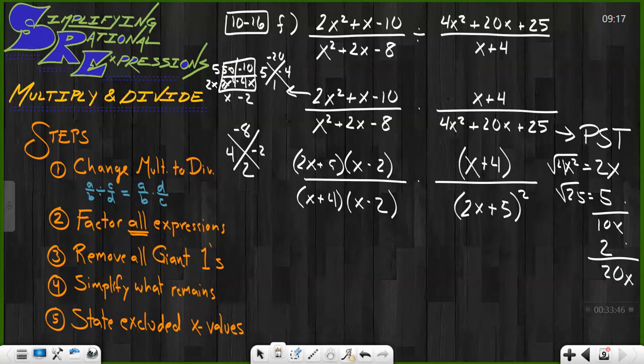Now let's cancel what we see. There's no numbers out front, no variables out front. 2x plus 5, and one of these 2x plus 5s will cancel. X minus 2 and x minus 2, x plus 4 and x plus 4. And therefore, I'm left with, remember, these are 1s up top when they cancel, giving me 1 over, on the bottom, I have 2x plus 5.